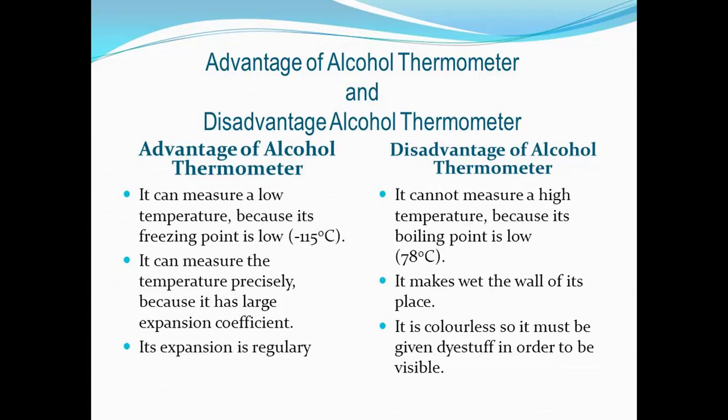Second disadvantage, it wets the wall of its container. This is the second disadvantage. Now the third one, it is colorless, so it must be given a dye in order to be visible. So we have to color the alcohol to be visible. These are the disadvantages and advantages of alcohol. Now, mercury.